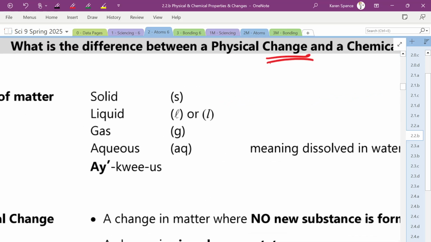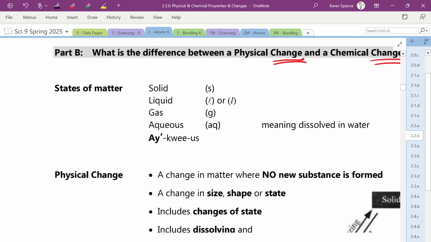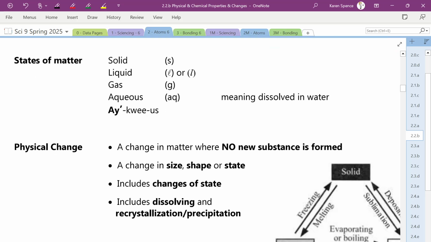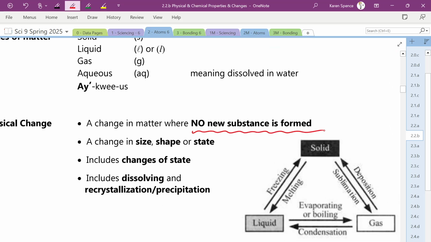So just a reminder, our states of matter: solid, liquid, gas, and what's the fourth one? Aqueous, meaning dissolved in water. Physical change, you have no new substance. It's a change in size or shape or state. And it includes dissolving, which I know is written there, but I want it to be big. Dissolving is physical.